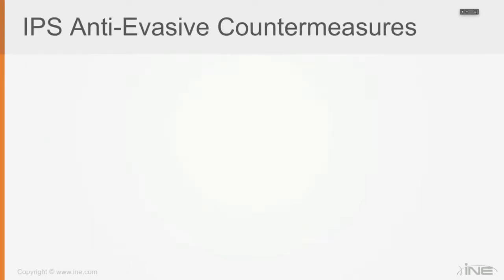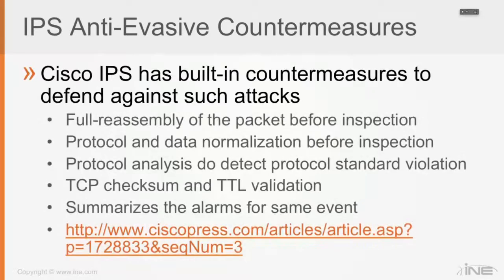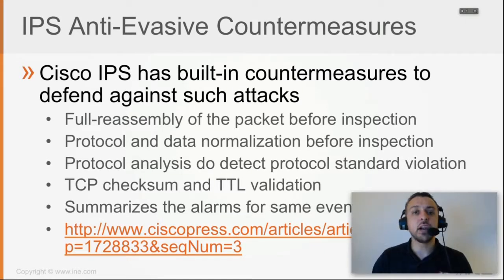So we have countermeasures, anti-evasive countermeasures, which are built into the IPS. To defend against fragmentation, the IPS does full reassembly of the packet before inspection, because the attacker may split the attack in 5 fragments. If the IPS inspected each packet independently, it would not be able to spot the attack. For that reason, when the IPS sees fragmented packets, it's not going to send them to the destination. It's going to wait for all fragments to show up, rebuild the initial packet, and then analyze the whole packet, not each fragment individually.